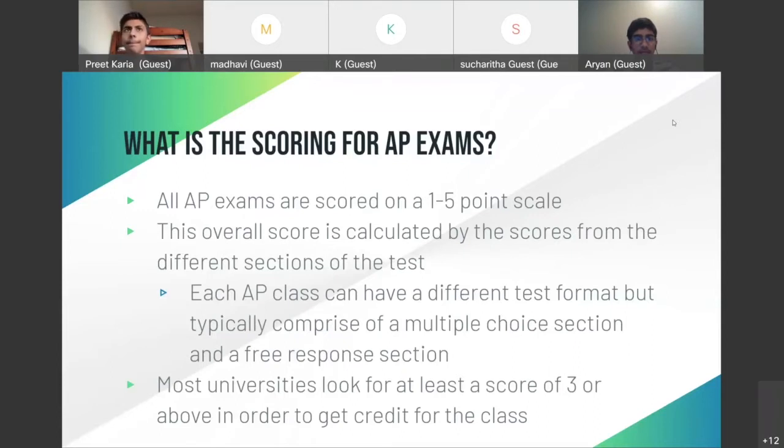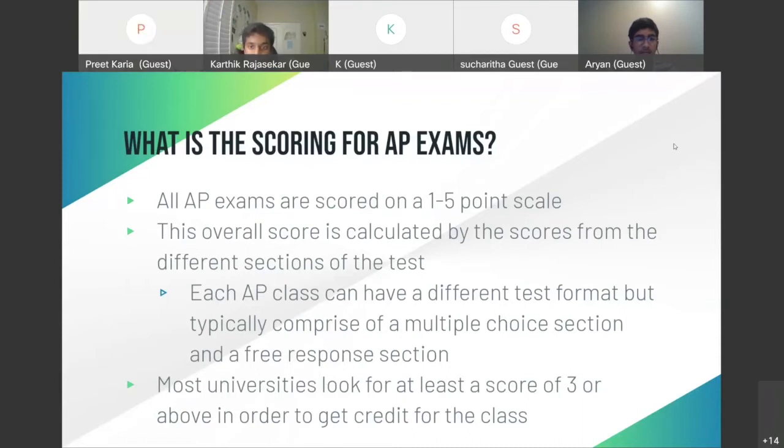So every single AP exam is scored on a 1 through 5 point scale. Although 5 is the maximum score you can get, it does not necessarily mean you have gotten every single question right. It just means you have displayed the highest level of understanding for that course. This overall score is calculated by comparing the scores of each section on the test.